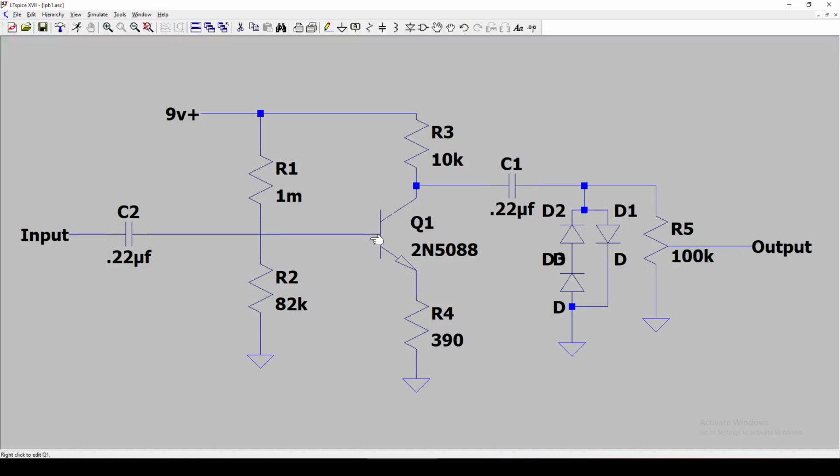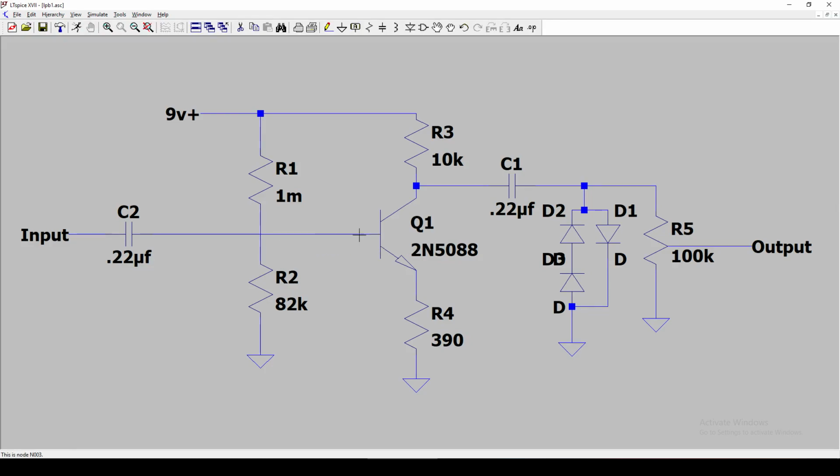Next, we come to the emitter of the transistor. Now, I tested two different transistors. First, I started with a 2N3904, and then second, I used a 2N5088. My understanding is that the 3904 is more of a medium gain transistor, whereas the 5088 is a higher gain transistor. So that's what I'm going to ultimately go with in the end, but I just wanted to see if I could hear that difference in output volume.